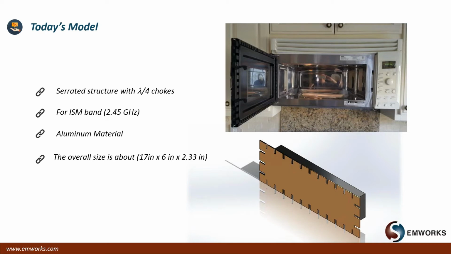choke. The example we'll do today will focus on the ISM band, 2.45 gigahertz, and we'll be using aluminum, or probably today also a copper structure, with a size of about 17 by 6 by 2.3 inches. Okay, so this is what we want to do today.